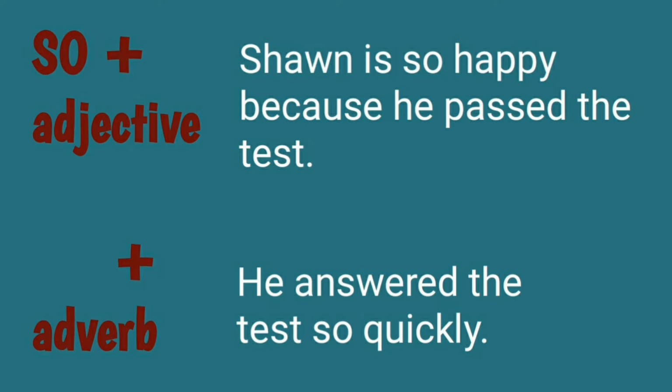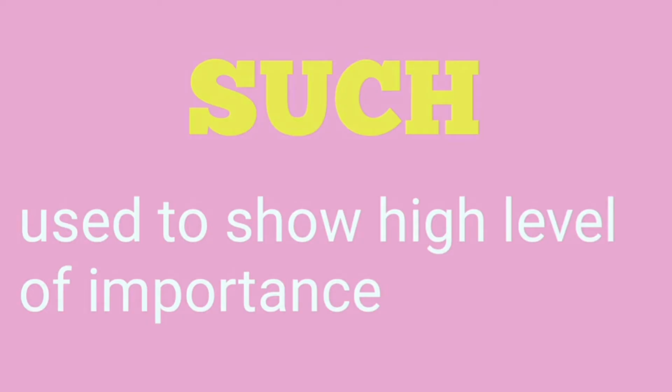For example, Sean is so happy because he passed the test. That's so plus happy. Happy is an adjective. In the second example, he answered the test so quickly. So plus quickly. Quickly here is the adverb. Again, take note. One more time: so happy, so quickly.